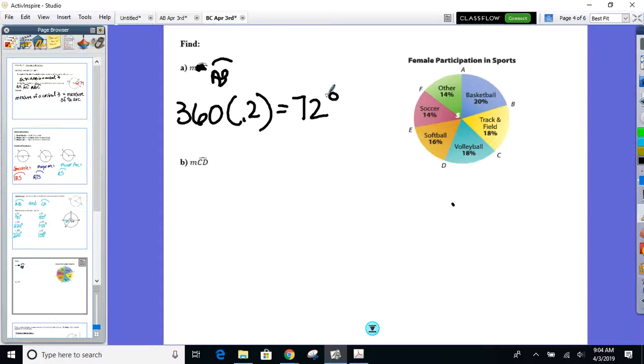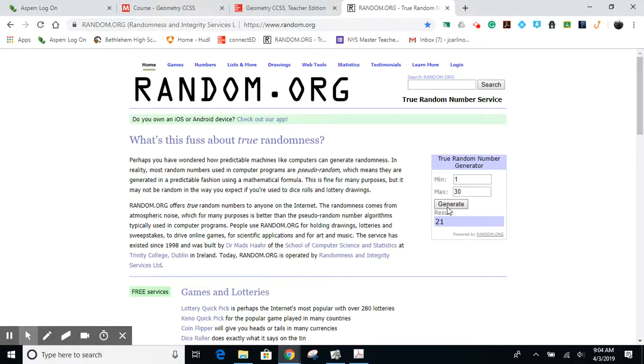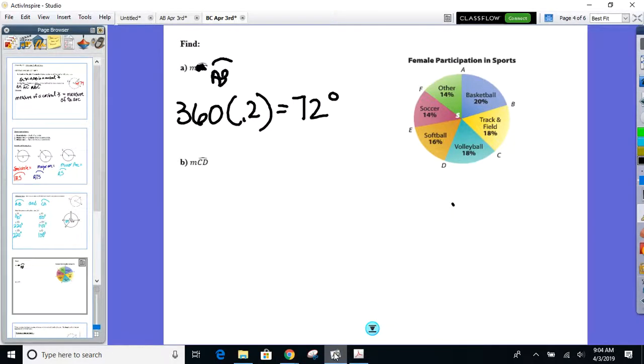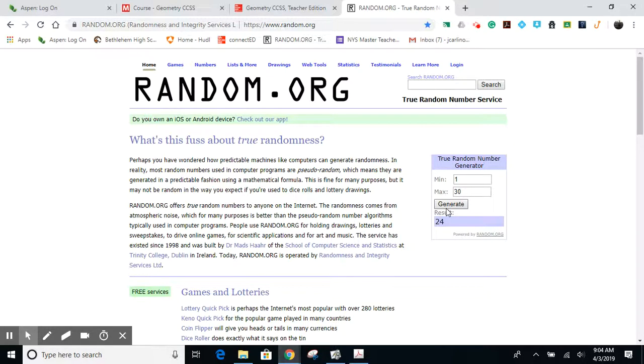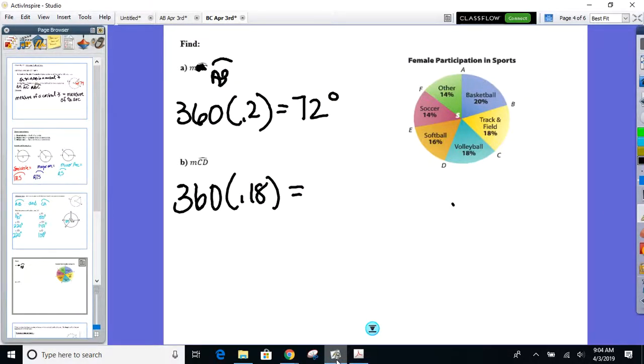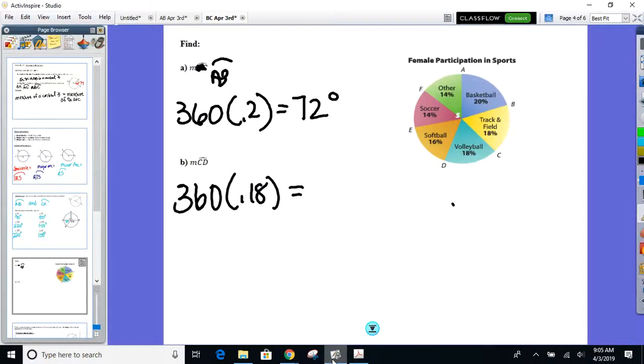But now it's 18% of the whole graph. How do you want to calculate CD now? 0.18 times 360. And arc CD has a measure of 64.8, nice job. Okay, we're all good there. Measure is in degrees out of 360.